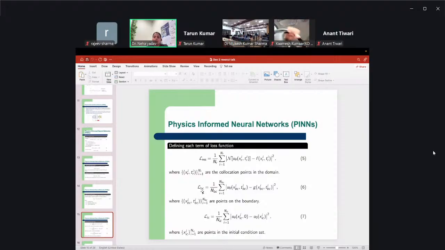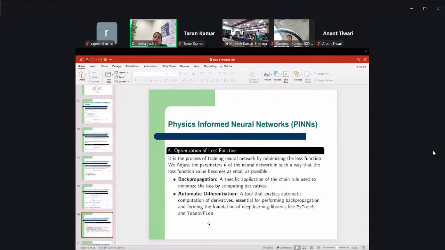And similarly, the loss due to the boundary condition is represented with 1 upon N_bc, where this represents the points on the boundaries that we are generating, and this is the residual error corresponding to the boundary condition. And likewise, for the initial conditions, we generate the set of collocation points, and this is the residual error corresponding to the initial condition. So overall, the loss is not with respect to only the differential equation or the boundary condition. It represents the PDE, the initial condition and the boundary conditions.